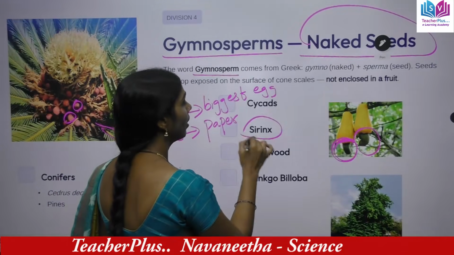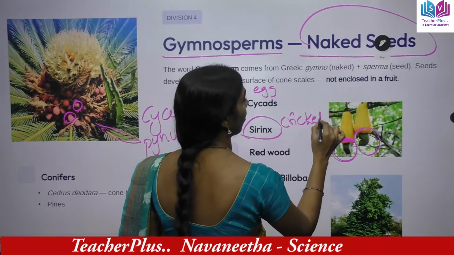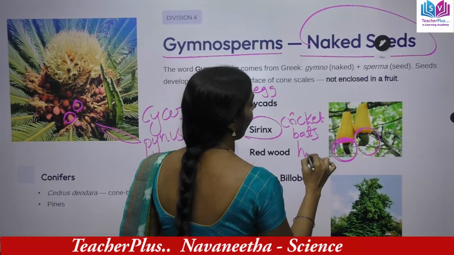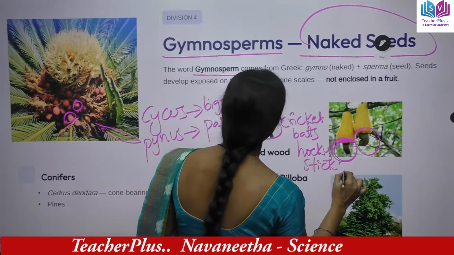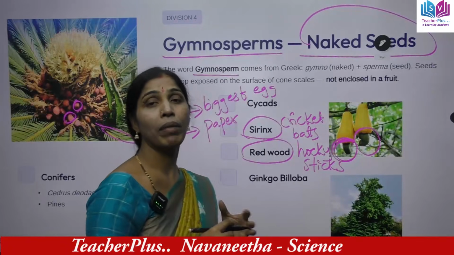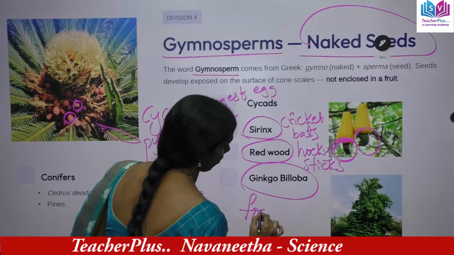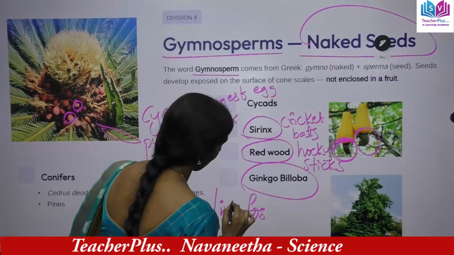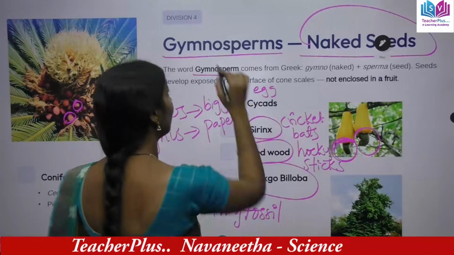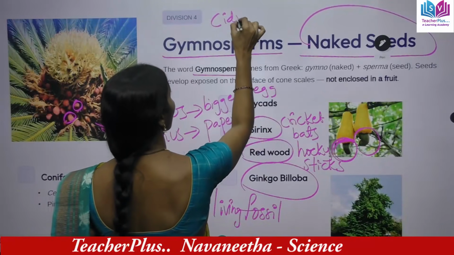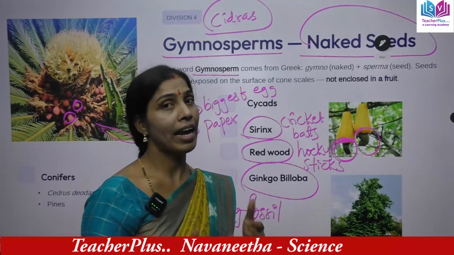And Cyrnix plants are used to make cricket bats and hockey sticks. Okay, and redwood plants are used to make music instruments. And ginkgo biloba, these are the living fossils. And one more plant, the cedrus plant. Cedrus plants are also called devadaru plants, and this wood is used in railway sleepers.